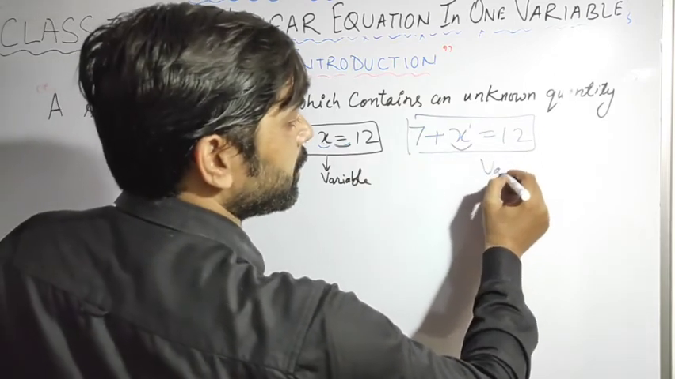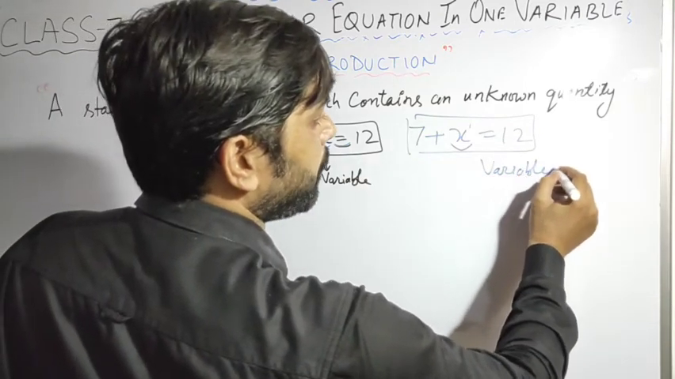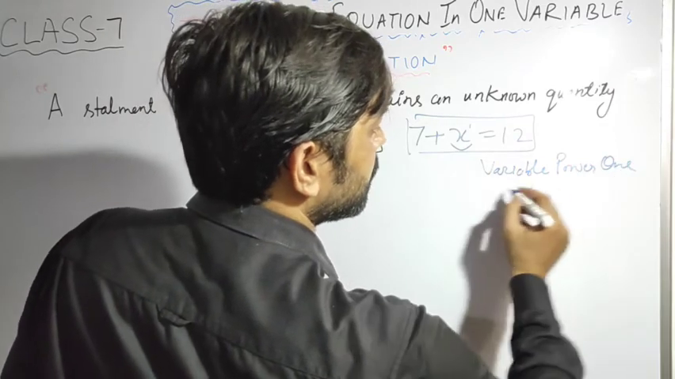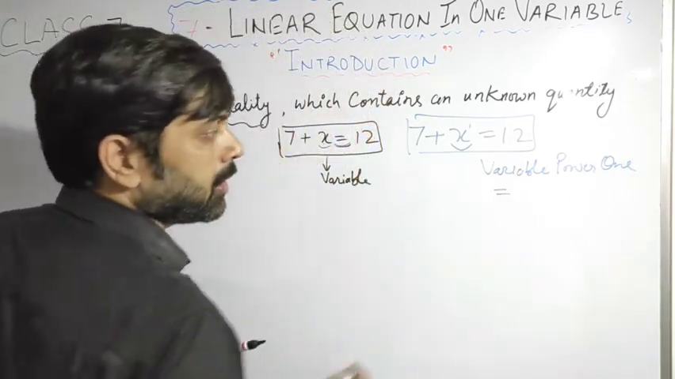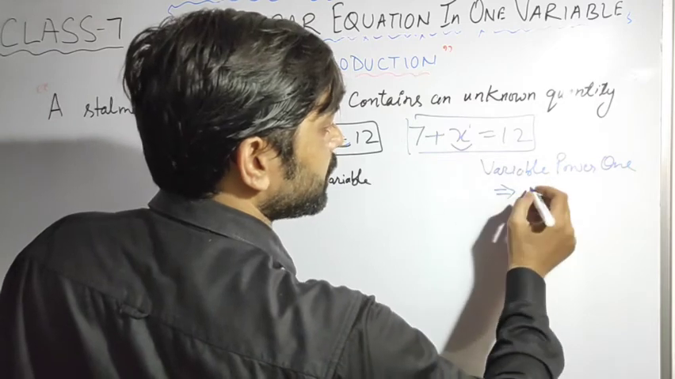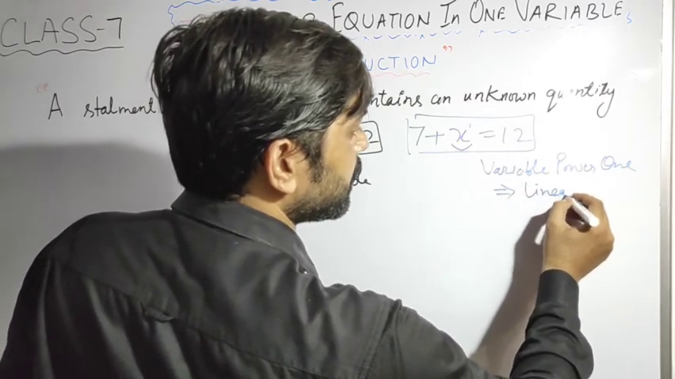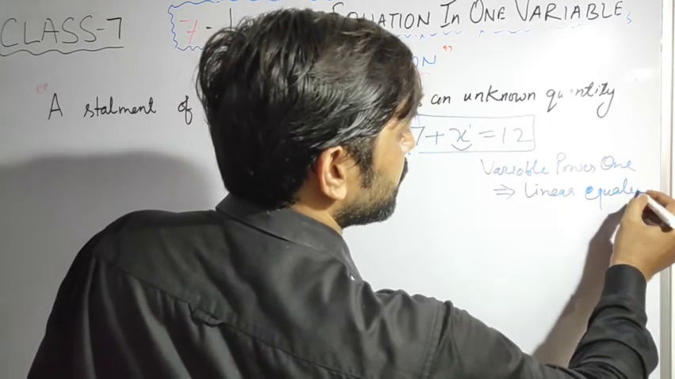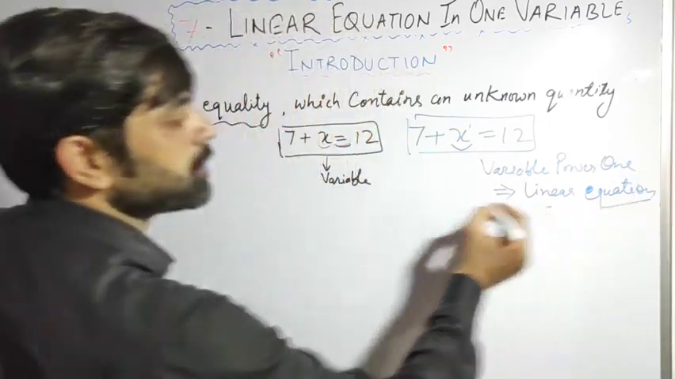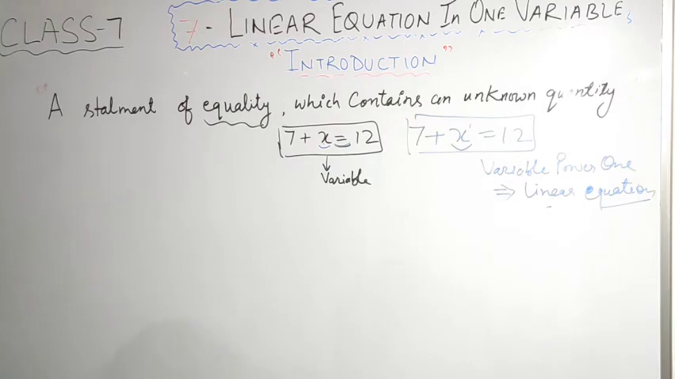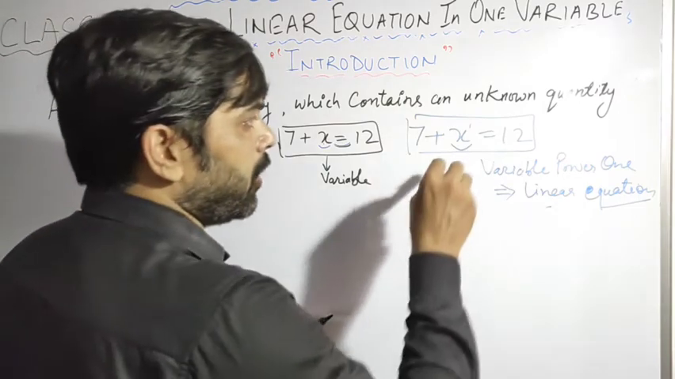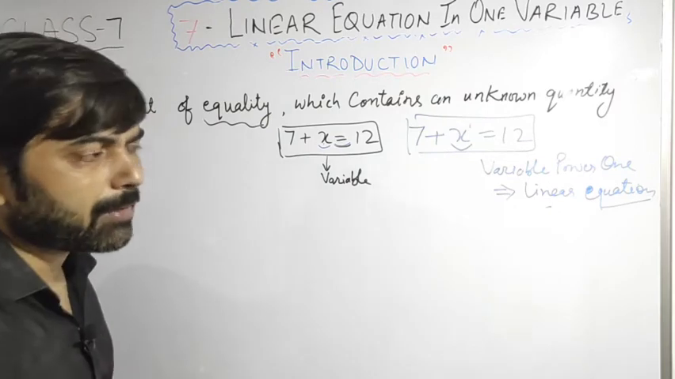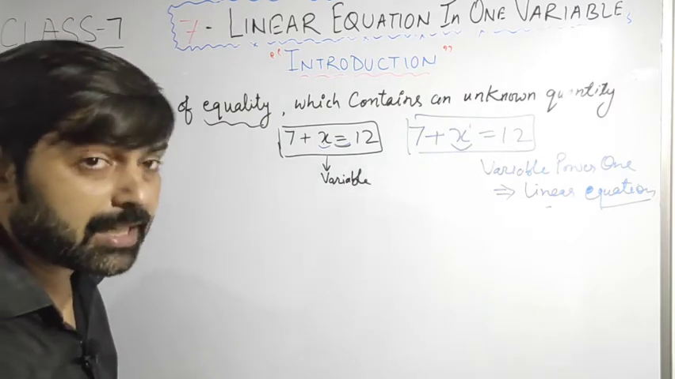If the variable has power 1, then the equation is known as a linear equation. This is now a linear equation. In any equation, if the power of the variable is 1, then that is known as a linear equation.